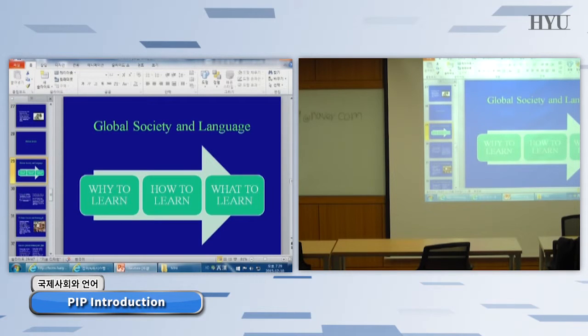How about the number of people who are speaking English as a mother tongue? Then how about the number of people who are speaking English as a secondary language? Then how about the number of people who are using English as a foreign language? In this case, English speakers in Korea, Japan, and China belong to this third group.